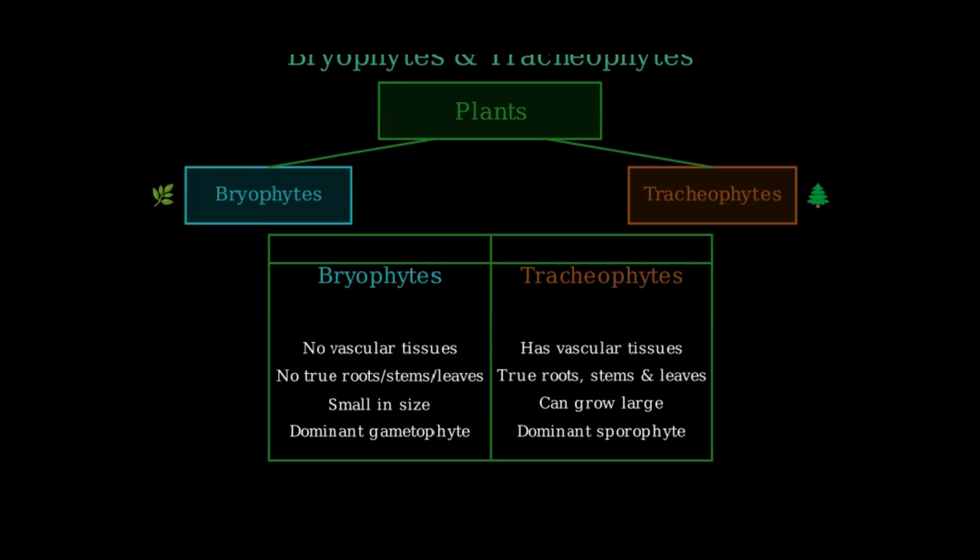Bryophytes, like mosses and liverworts, lack true vascular tissues. They don't have true roots, stems, or leaves. They are small in size and require moist environments. The Gametophyte stage is dominant in their life cycle.